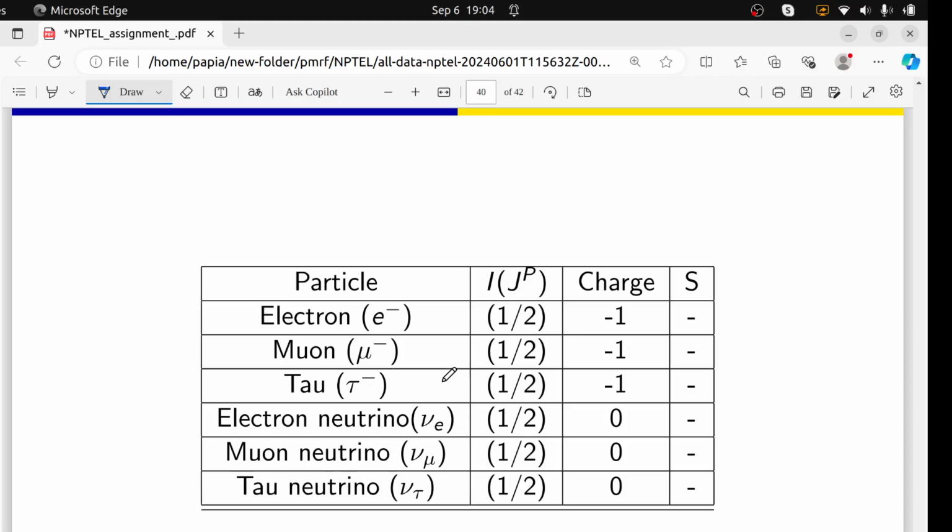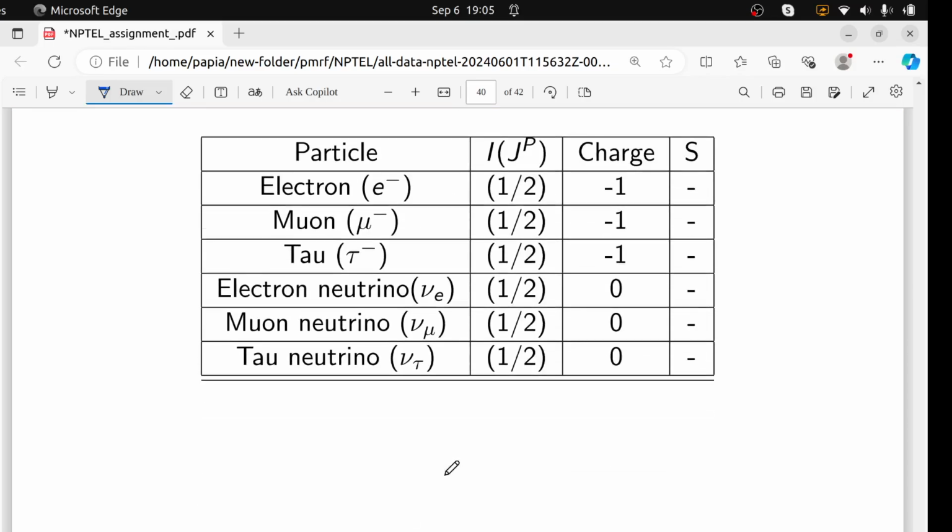And their charges and strangeness. Obviously, leptons do not have any charge, quark, sorry, s quark, strange quark. So that means the strangeness quantum number is 0, because this is a fundamental particle, so there is nothing quark-like in it.